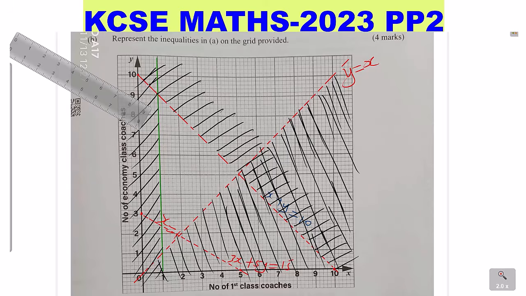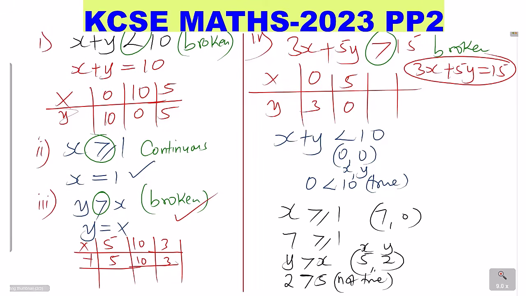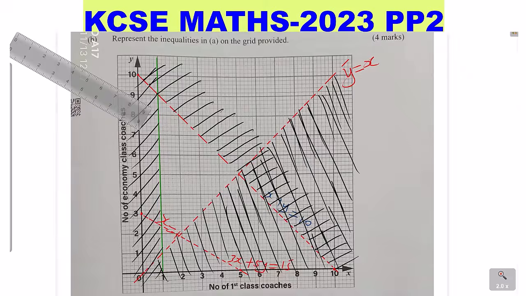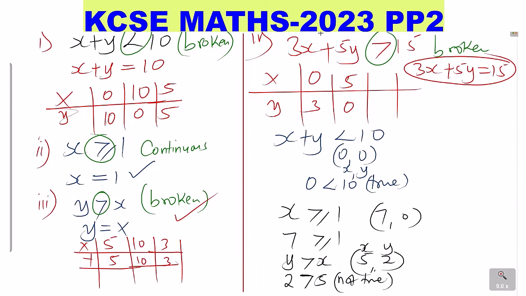Now after doing that, we are remaining with the last line, which is 3x plus 5y is greater than 15. Again, this is the line. We want to establish whether this side or this side will satisfy. So let me pick a point on this side, that is (0, 0).